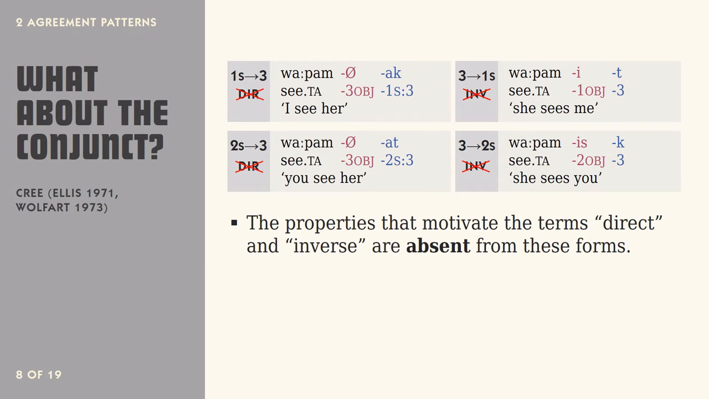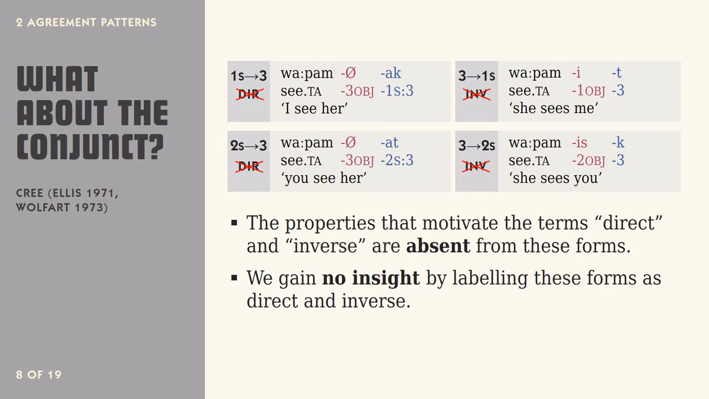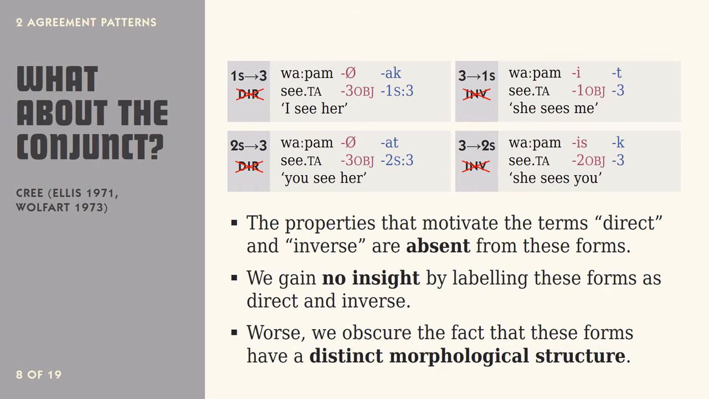These forms simply don't fit the descriptions of the direct and inverse patterns. The terms direct and inverse exist because we need them to describe the special properties of certain pairs of transitive forms, like the independent forms we saw above. But in these conjunct forms, those special properties are absent, so we don't gain any insight by labeling these conjunct forms as direct and inverse. What's worse, by labeling these forms as direct and inverse, we obscure the fact that these forms actually have their own distinct morphological structure, which is neither direct nor inverse. We're imposing a theoretical concept in a place where it doesn't belong, despite being very useful elsewhere in the system.